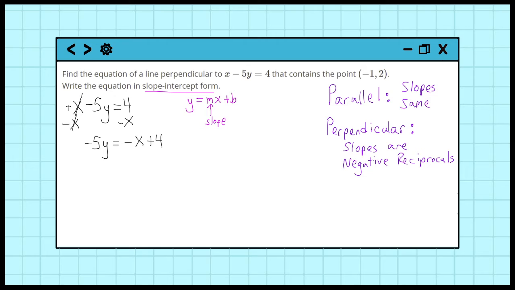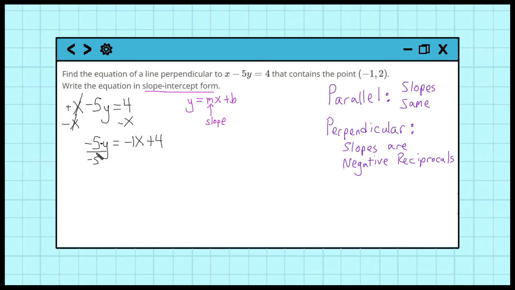Another thing I'm going to do real quick is, instead of just negative x, I'm going to write negative 1x. I find that that can help me think about what I do next. Because to get y the rest of the way by itself, because I'm not done, right? I haven't found my slope yet because this is not completely in this format. I need to get rid of the negative 5. Now this is negative 5 times y. So I need to divide by negative 5.